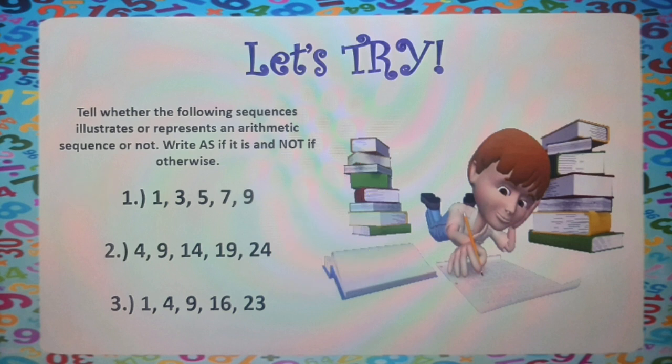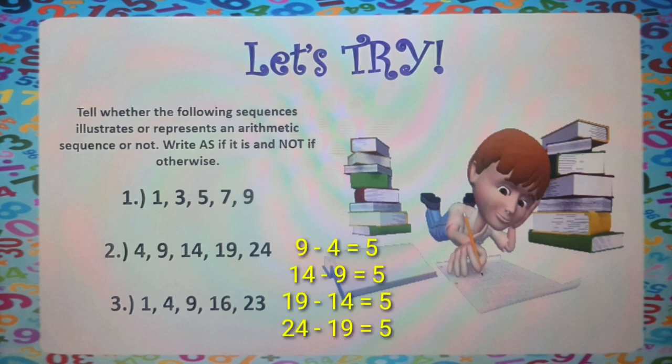Let's have number 2: 4, 9, 14, 19, and 24. Is this an arithmetic sequence or not? So let's check. 9 minus 4, you're going to have 5. 14 minus 9, 5. 19 minus 14, still 5. 24 minus 19, you're going to get 5. Therefore, we're going to have the common difference, which is 5. Therefore, number 2 is an arithmetic sequence.